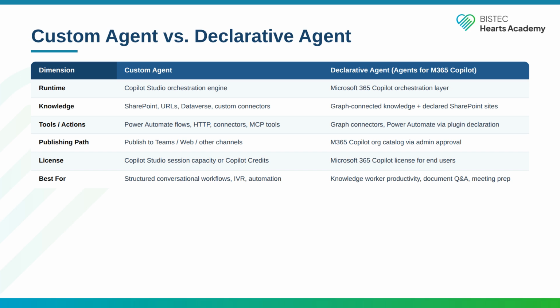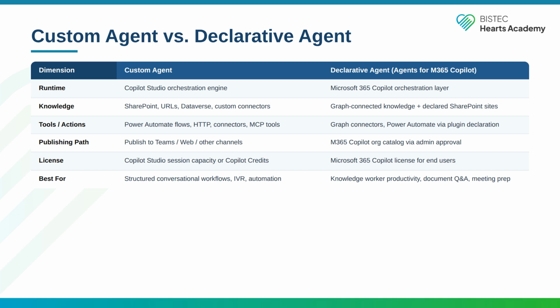A custom agent runs on the Copilot Studio orchestration engine. It operates independently of M365 Copilot. Its knowledge model is broad: SharePoint sites, URLs, Dataverse tables, and custom connectors. Its tools and actions include Power Automate flows, HTTP calls, connectors, and MCP tools, with full orchestration control within the Copilot Studio runtime. Custom agents publish to Teams, web, and other channels. They consume Copilot Studio session capacity or credits.